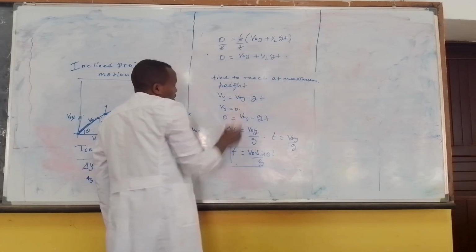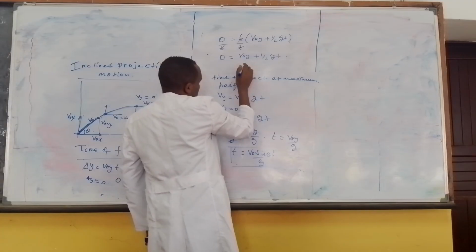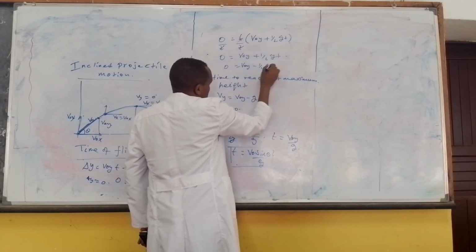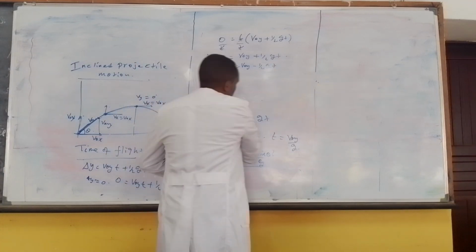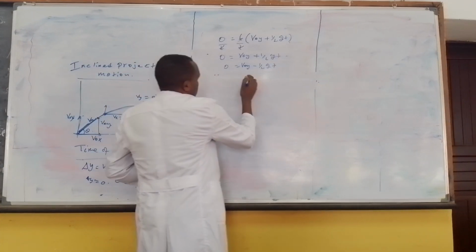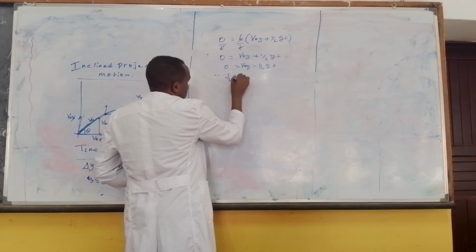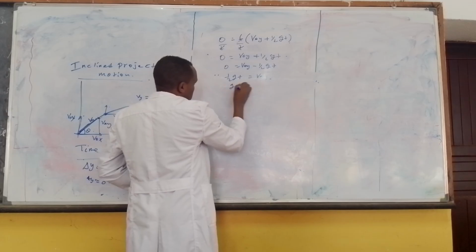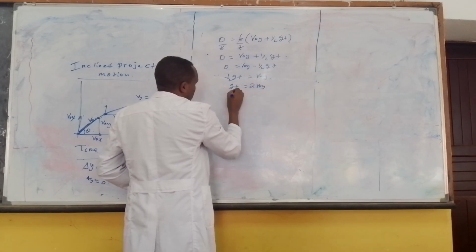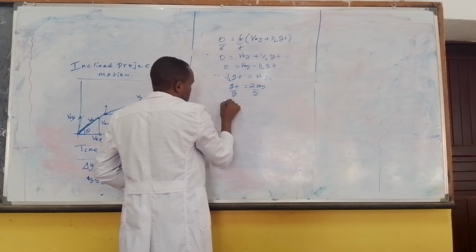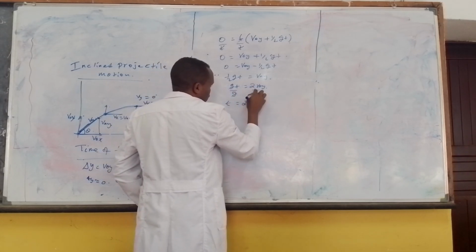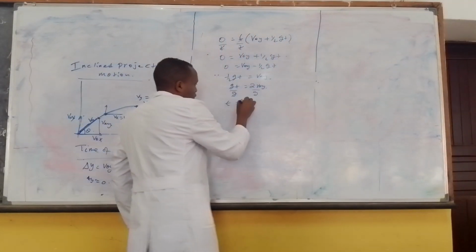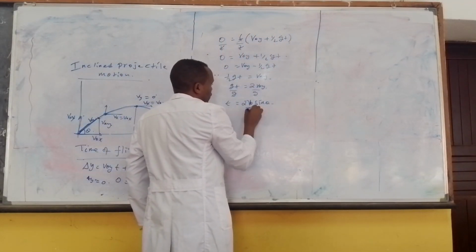Considering the sign of gravity as negative, 0 equals V naught y plus 1 over 2 g t. When we rearrange, 1 over 2 g times t equals V naught y. Then 2 comes over, g times t equals 2 times V naught y, so time equals twice V naught y over gravity. Since V naught y is V naught sine of theta, the time of flight is 2 V naught sine of theta over gravity.